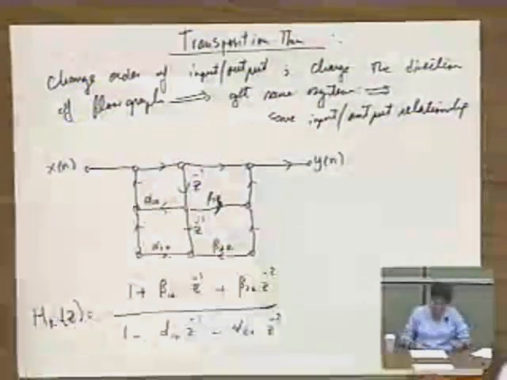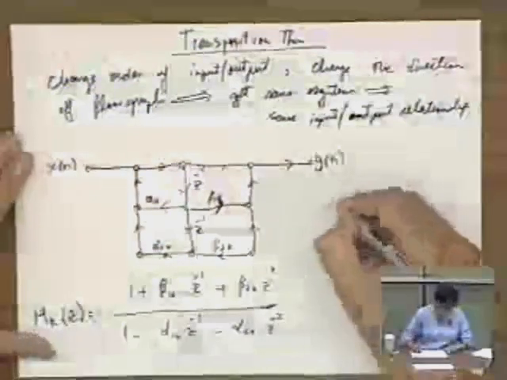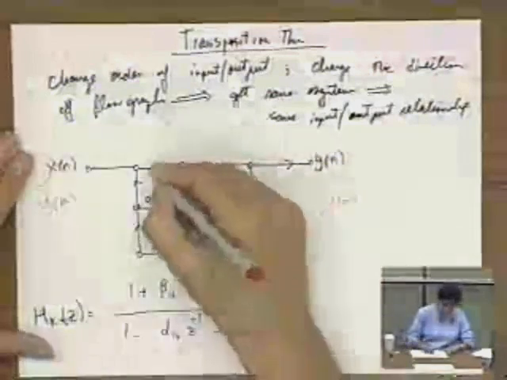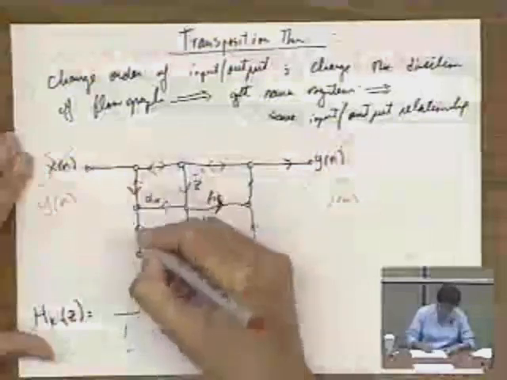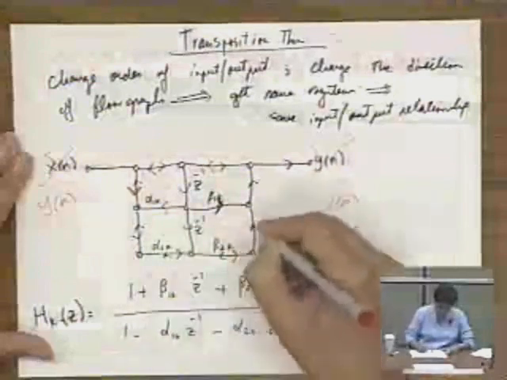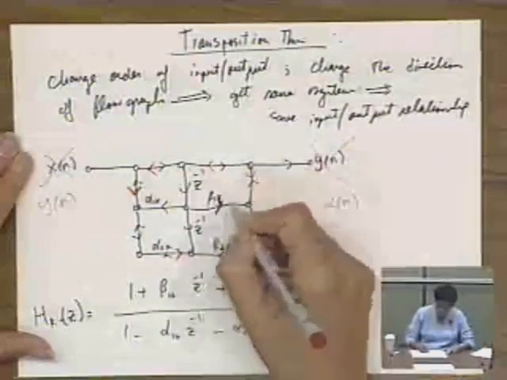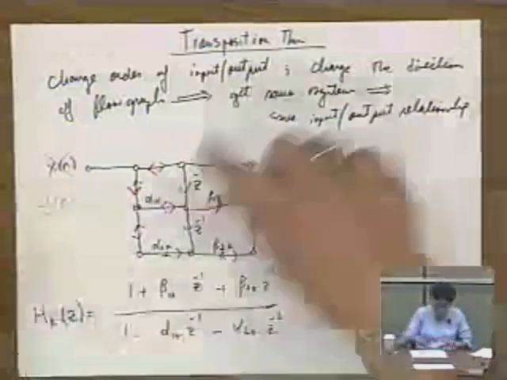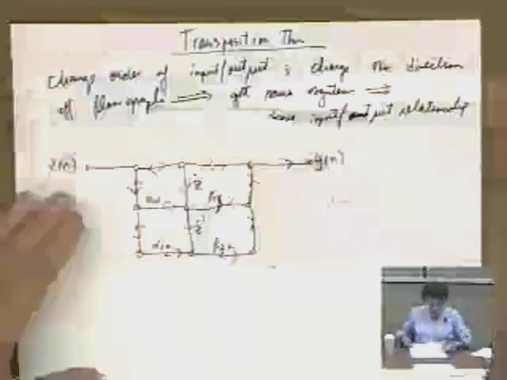So what the transposition theorem is telling you is that if I just go here and cross out y of n, make it x of n, and cross out x of n and make it y of n, and reverse the direction of the arrows, so it goes down like that. This is going up, and I could go down, going that way. And if I do that, and if I redraw the whole thing, then what do I get? I get a new system.